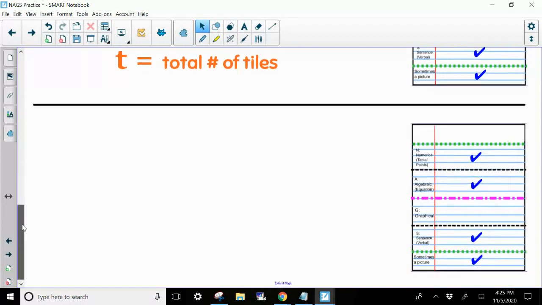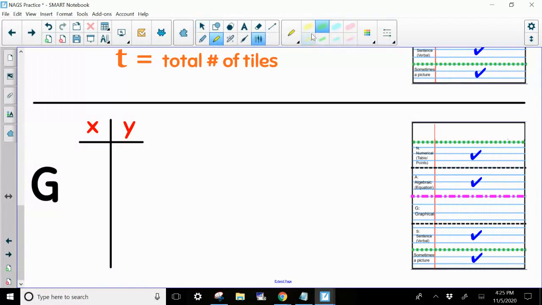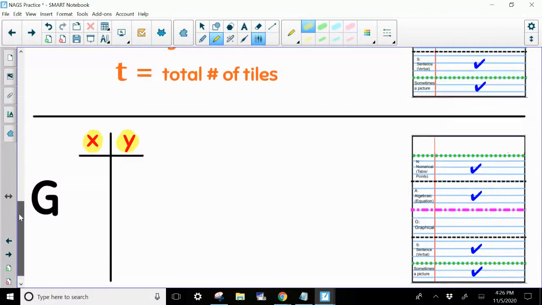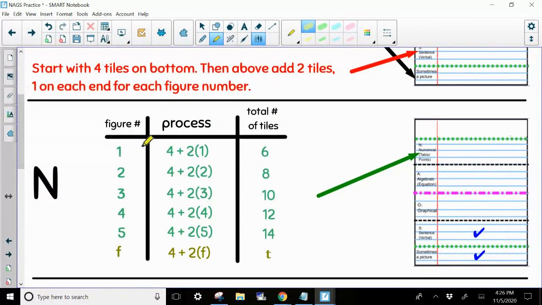Now we got the last part of our NAGS, which is going to be our G, graphical. We need to graph this. And remember, we need to make this our X and Y. We're going to make a table here, all right? And we have our X and Y. And from here, I'm going to get my X and Y from none other than a numerical. So we have our input, which is our figure number, and our output, which is total number of tiles.